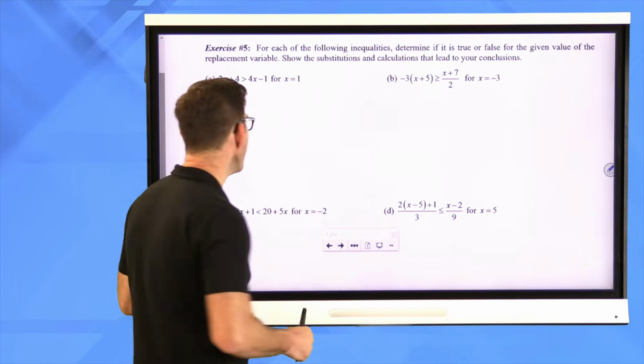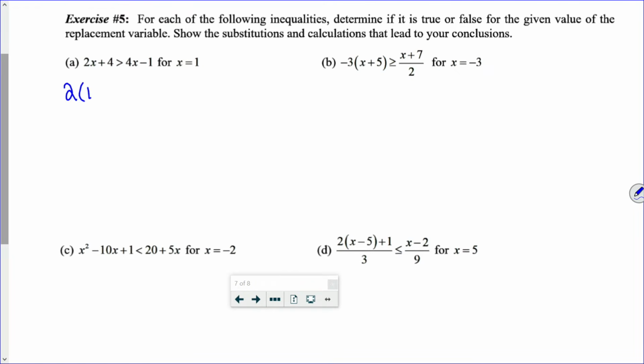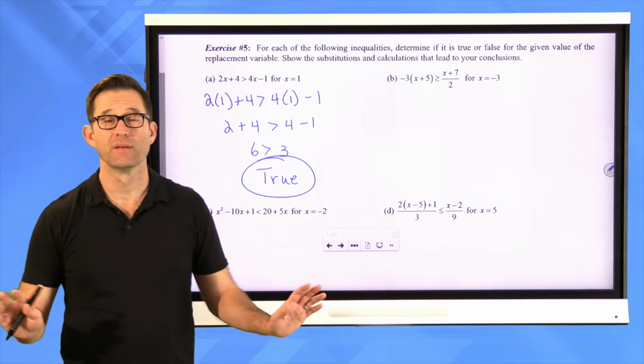Let's take a look at letter A. I just want to know whether x equals 1 makes this inequality true. So I'm just going to put 1 in there. I've got 2 times 1, which is 2. Whoops, how about a plus there. 2 plus 4 is greater than 4 minus 1. 6 is greater than 3, and that is definitely true. All right, great. Simple enough.